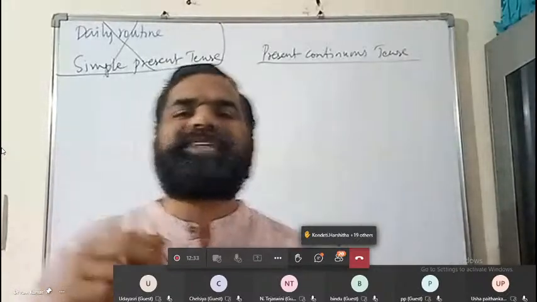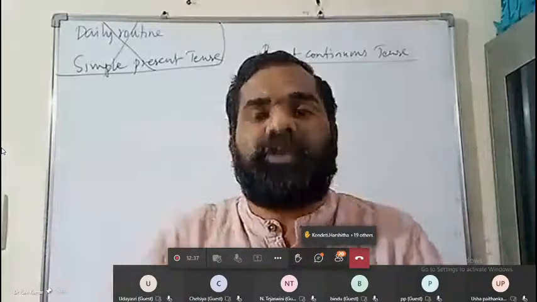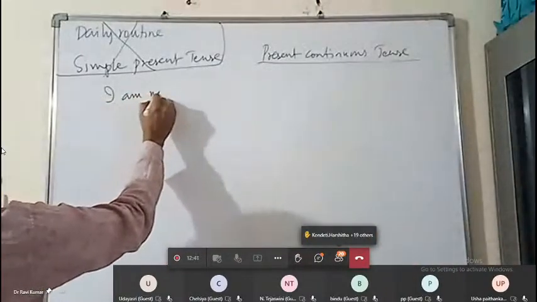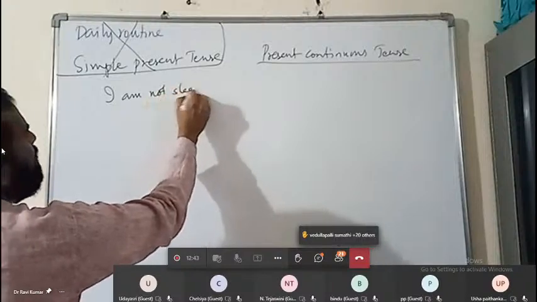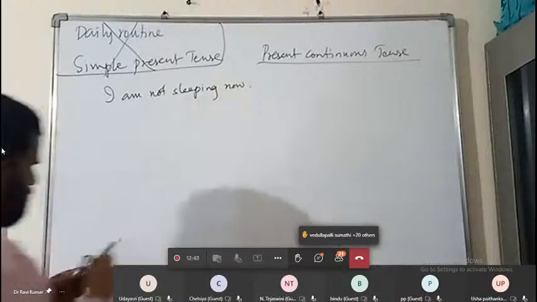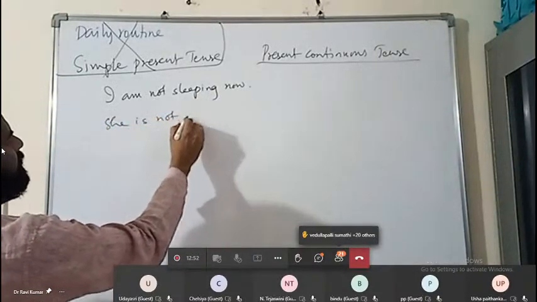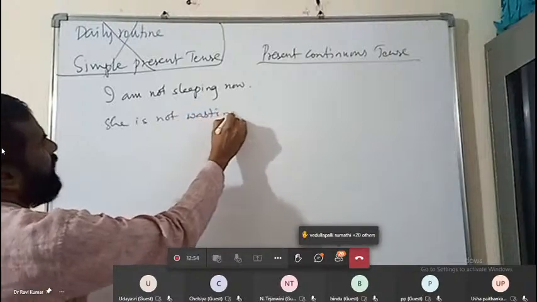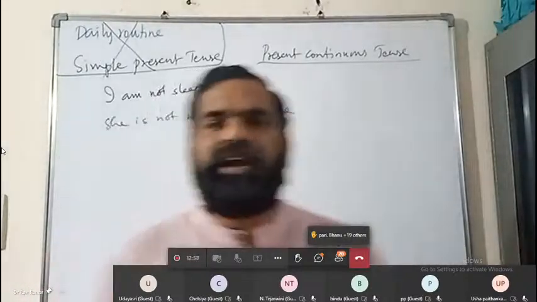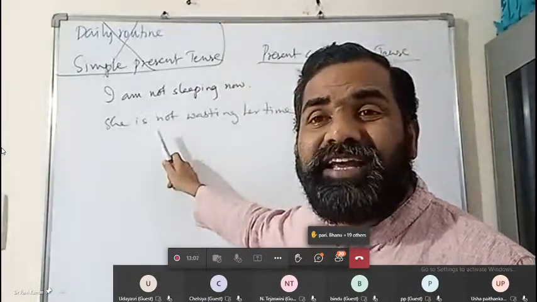Okay, now let's go to the second task. Now the task is what we are not doing now, okay? For example, I'm not sleeping now. She's not wasting her time. Okay, so this is a present continuous negative sentence.